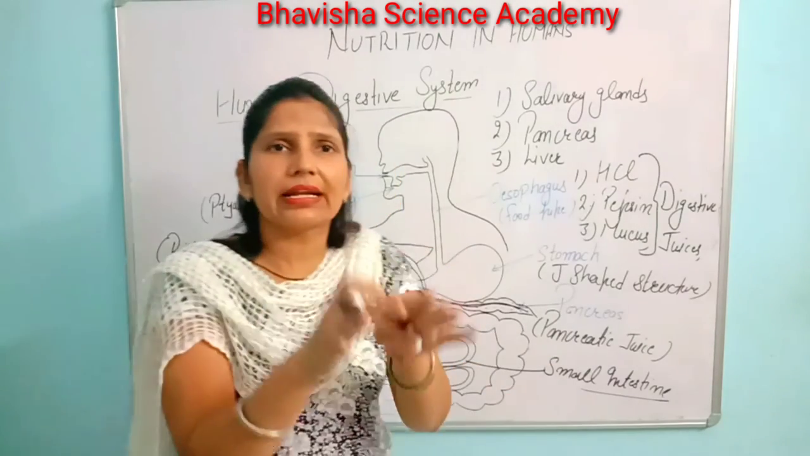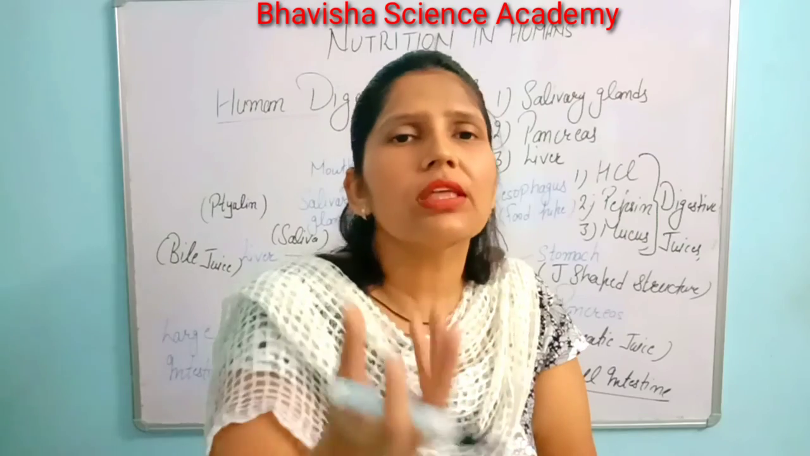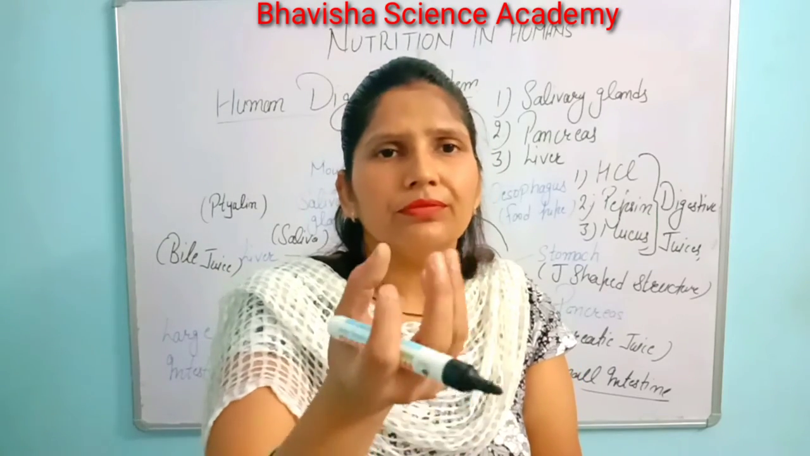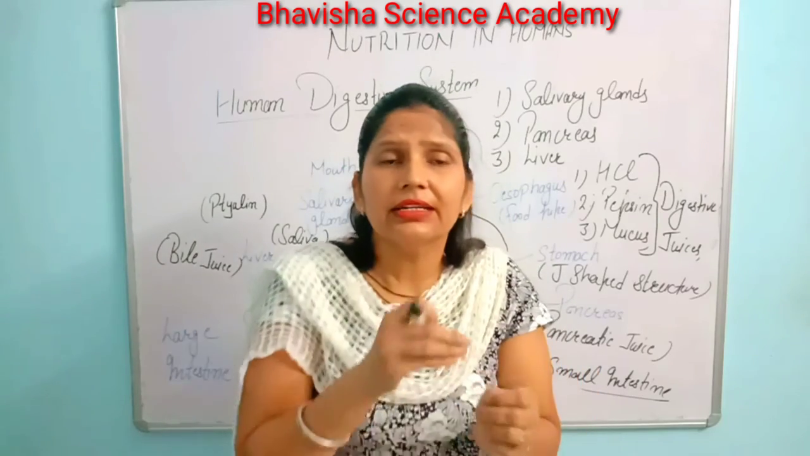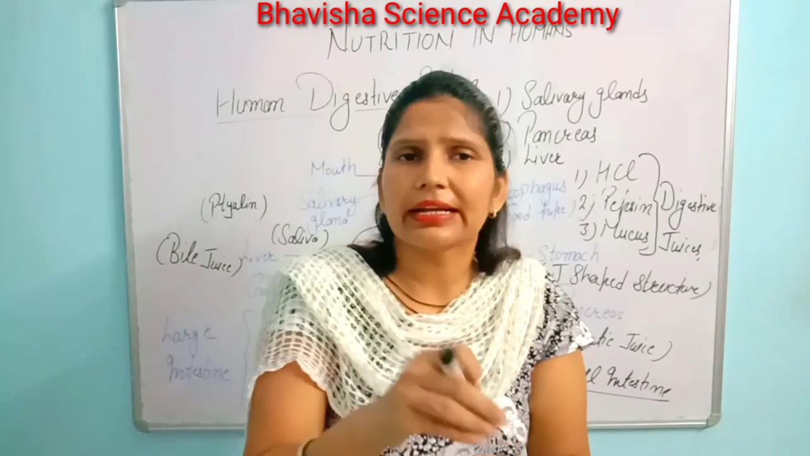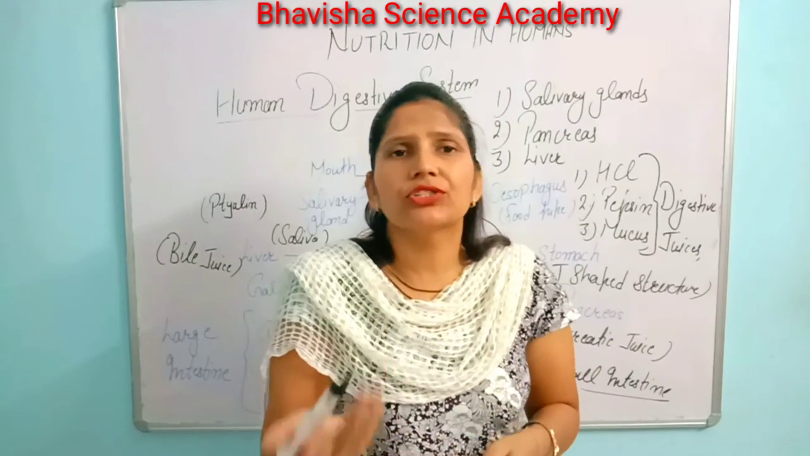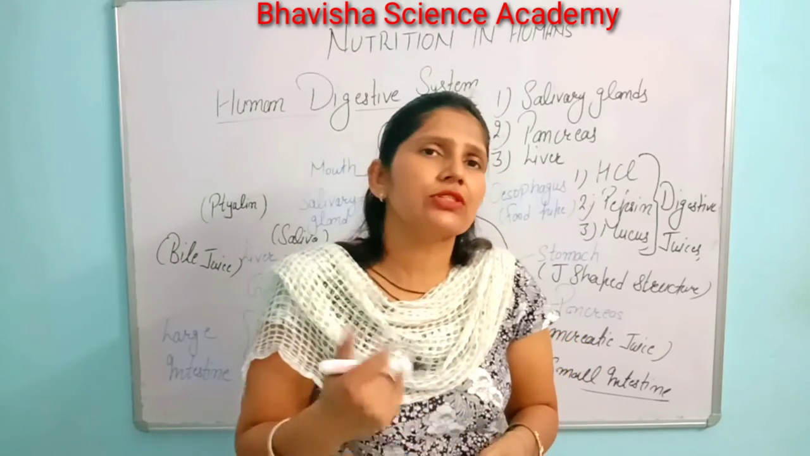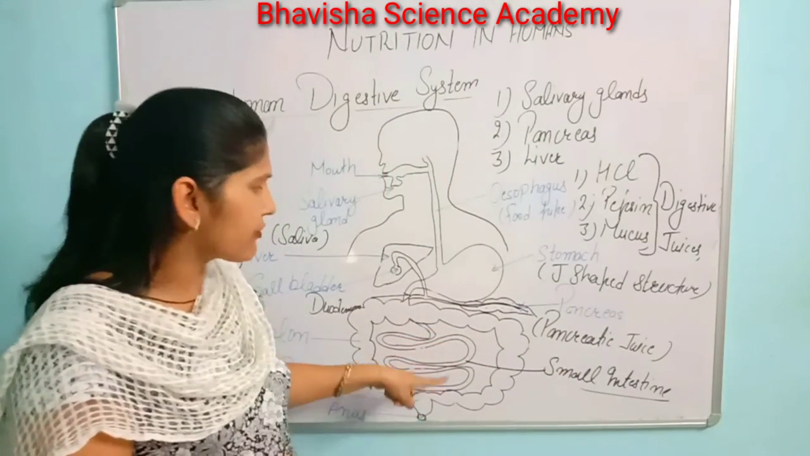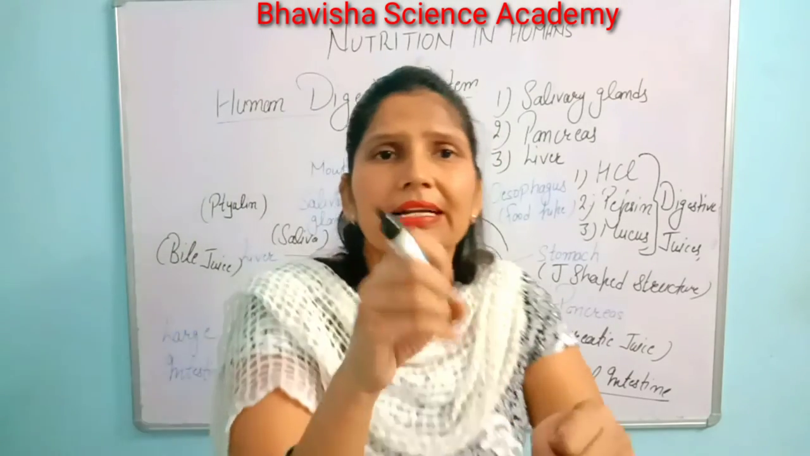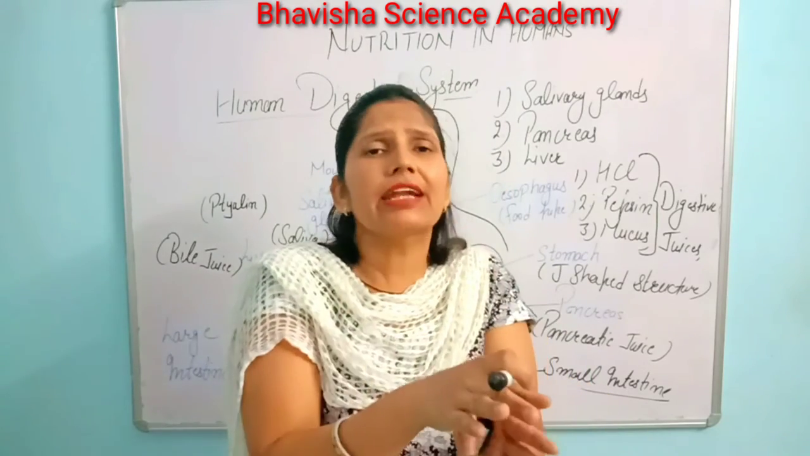When food is completely digested, our blood vessels absorb all the food from the small intestine and pass it to the whole body, and we get the energy. When we get the energy, that is known as assimilation. Our body starts to grow, and our ruptured tissue starts to repair.